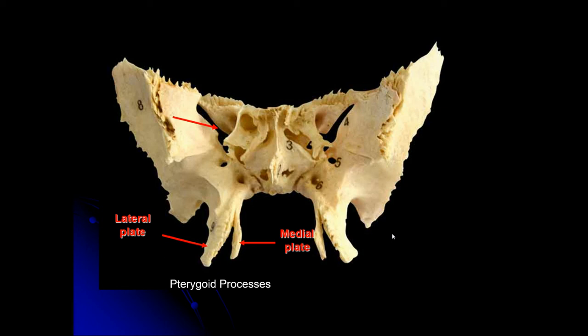If you look at the body, you can see the greater wings and lesser wings. Well, you'll see that there's a fissure between them. That fissure goes into the eye orbit. It's called the superior orbital fissure. And nerves and blood vessels also go through here.